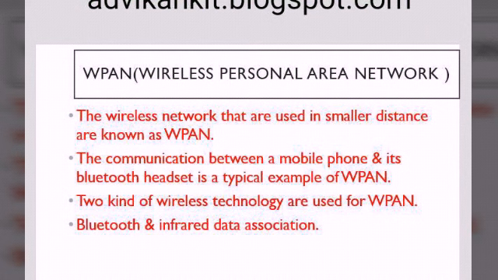Now see, this is basically a kind of local area network because the distance is very short over here, but you cannot call it a wireless local area network. It is a personal area network.